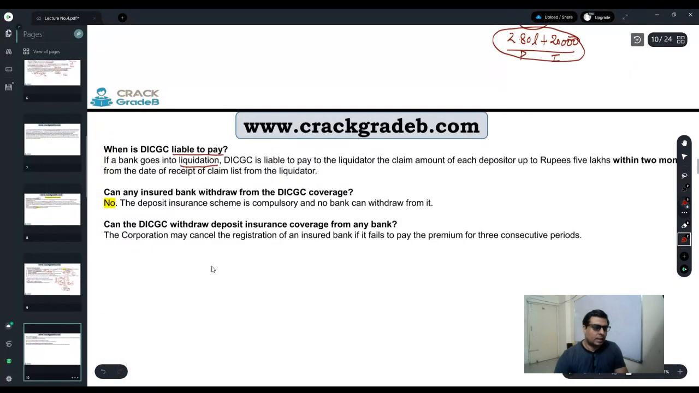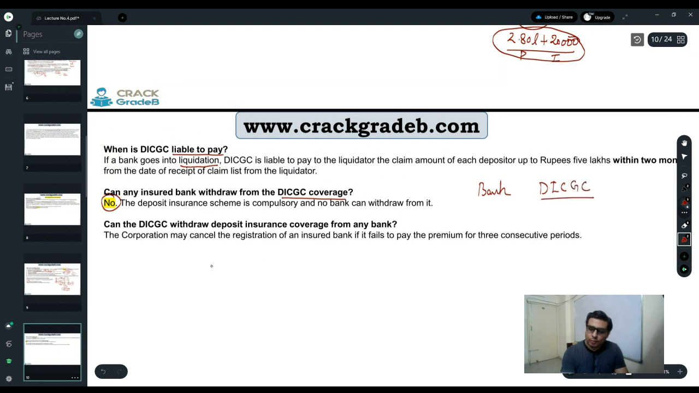And a few more things. As I told you, DICGC has to pay if there is any default by the bank. Can an insured bank withdraw from the DICGC cover? No, you do not have this option, right? There is no such option. You cannot withdraw. Can DICGC withdraw deposit insurance cover? Means vice versa is also true, between the bank and DICGC.